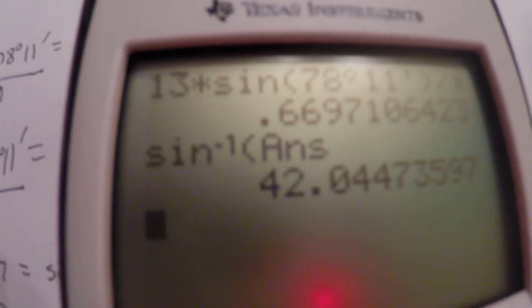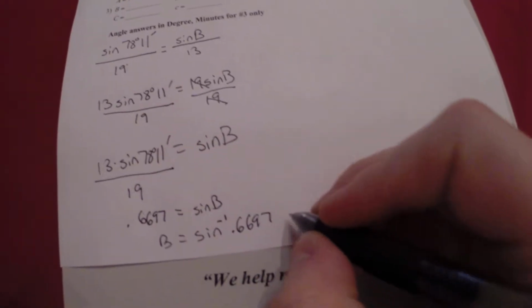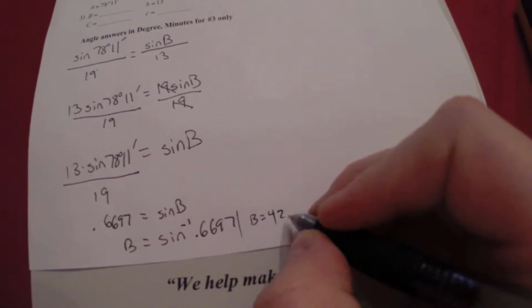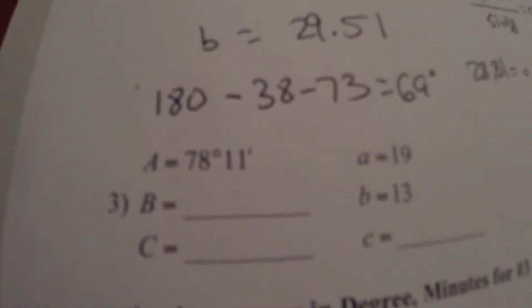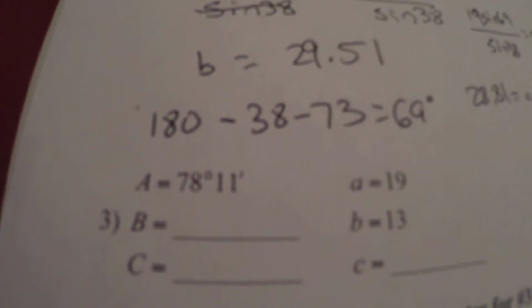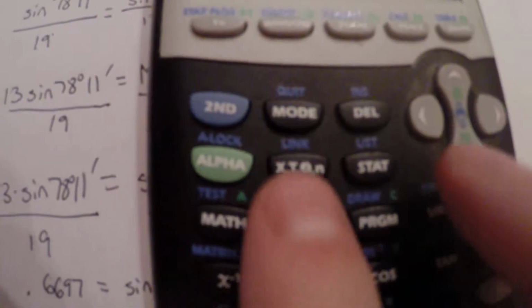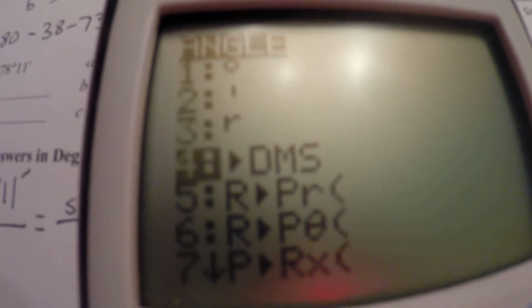So it gives me 42.04. B is 42.04. Awesome. And then you're like, well, Mr. Anderson, it does say he wants it in degrees and minutes. So I can't just put in 42.04. That would be insane. How do I convert it? Fortunately, the calculator can do it for you. Second apps, and then you go to number 4, DMS, enter, enter. And you got it: 42 degrees, 2 minutes, and 41 seconds.